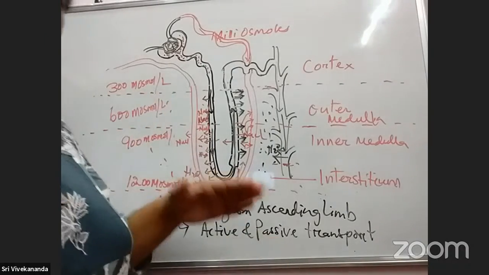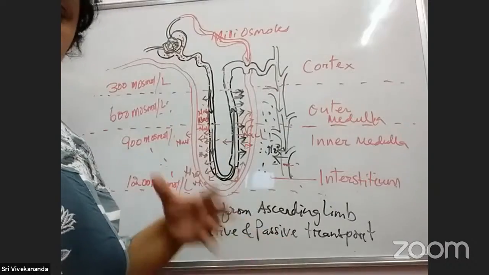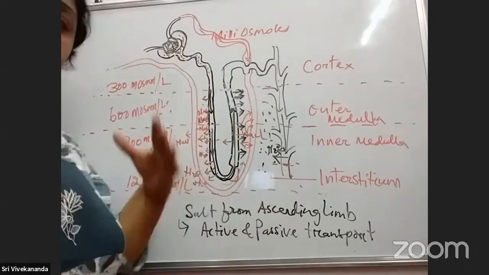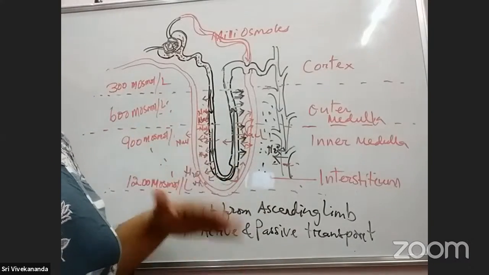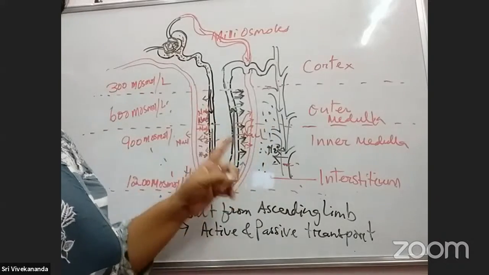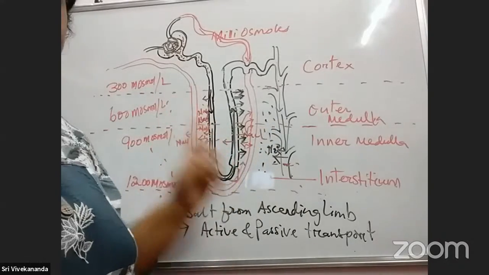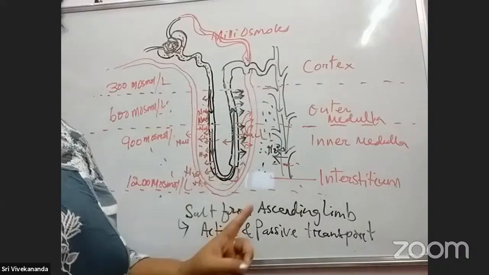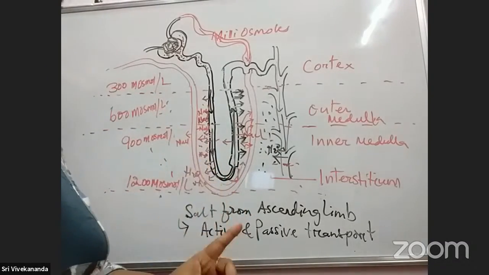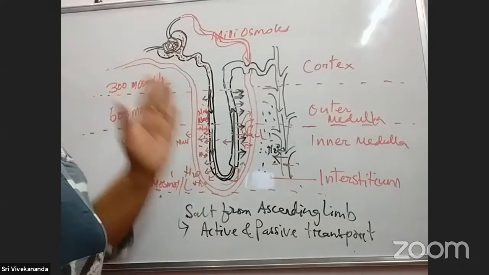Passive means there will be channels, gates, protein gates. They will be sending the sodium chloride out. So both ways, the sodium chloride will be going out. Why? Because they have channels, gates for salts, electrolytes. But they don't have the channels, gates for the water.